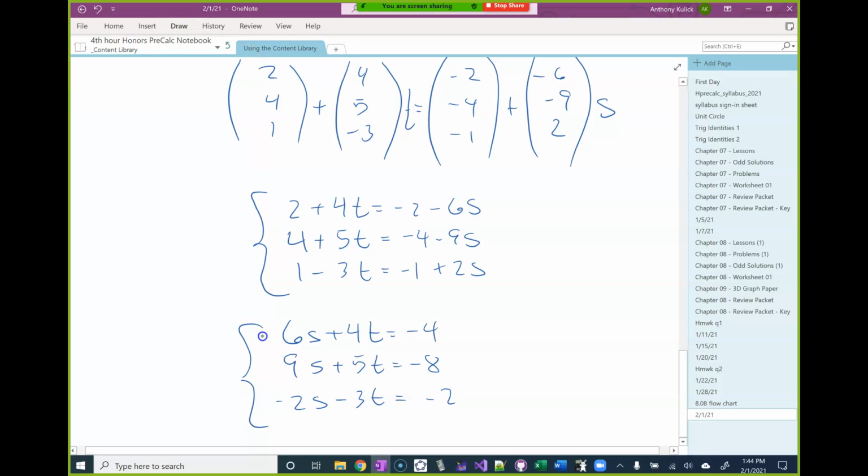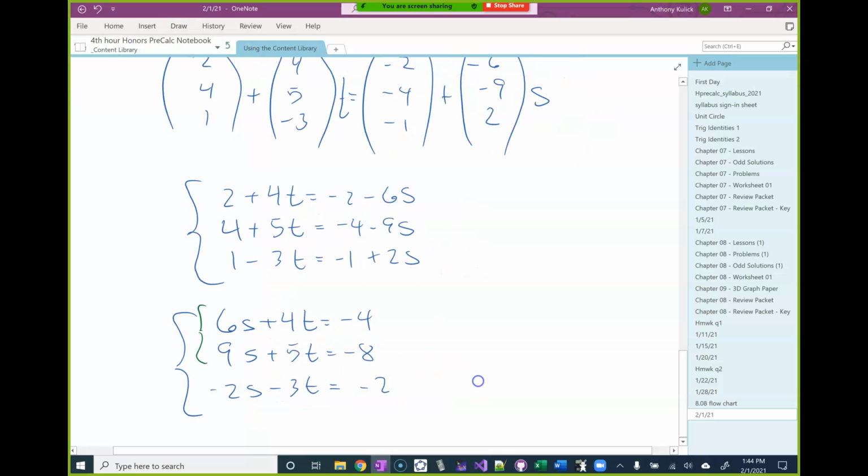So we're going to take this system, and I'm going to solve this system just using a matrix. You could solve it by hand if you wanted to, but I like using a matrix because I can do it all on my calculator without having to write anything down.